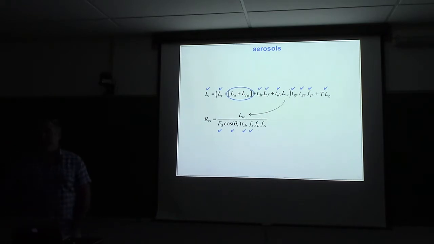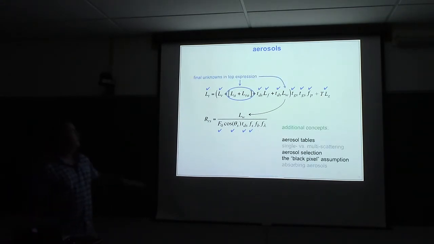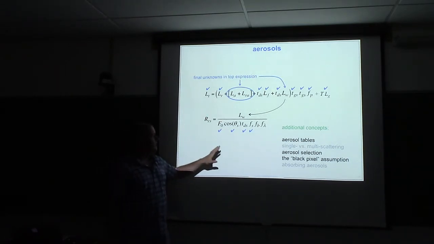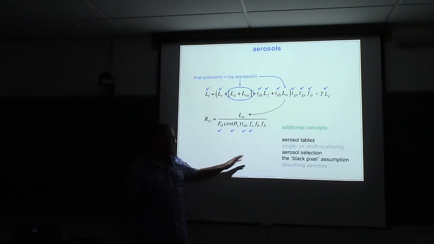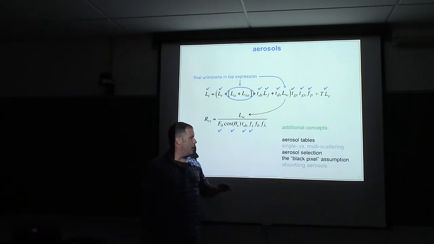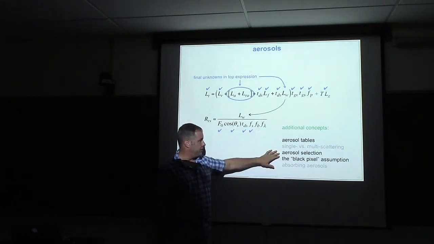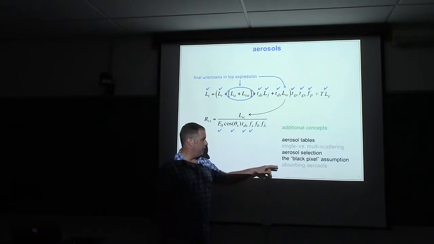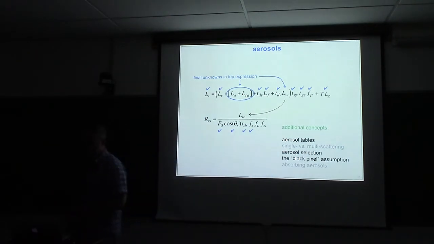All right, now that you have been sufficiently softened up, we'll get to the good stuff, which is selecting your aerosol model. Our final unknown in the top expression. There's a lot of concepts that go into this, a small laundry list of them: the tables that we use, single versus multi-scattering in the atmosphere, which we're not going to have time to talk about today, actual selection of the aerosols, a black pixel assumption, which you may have heard of already, and then absorbing aerosols, but we won't have time for that either.